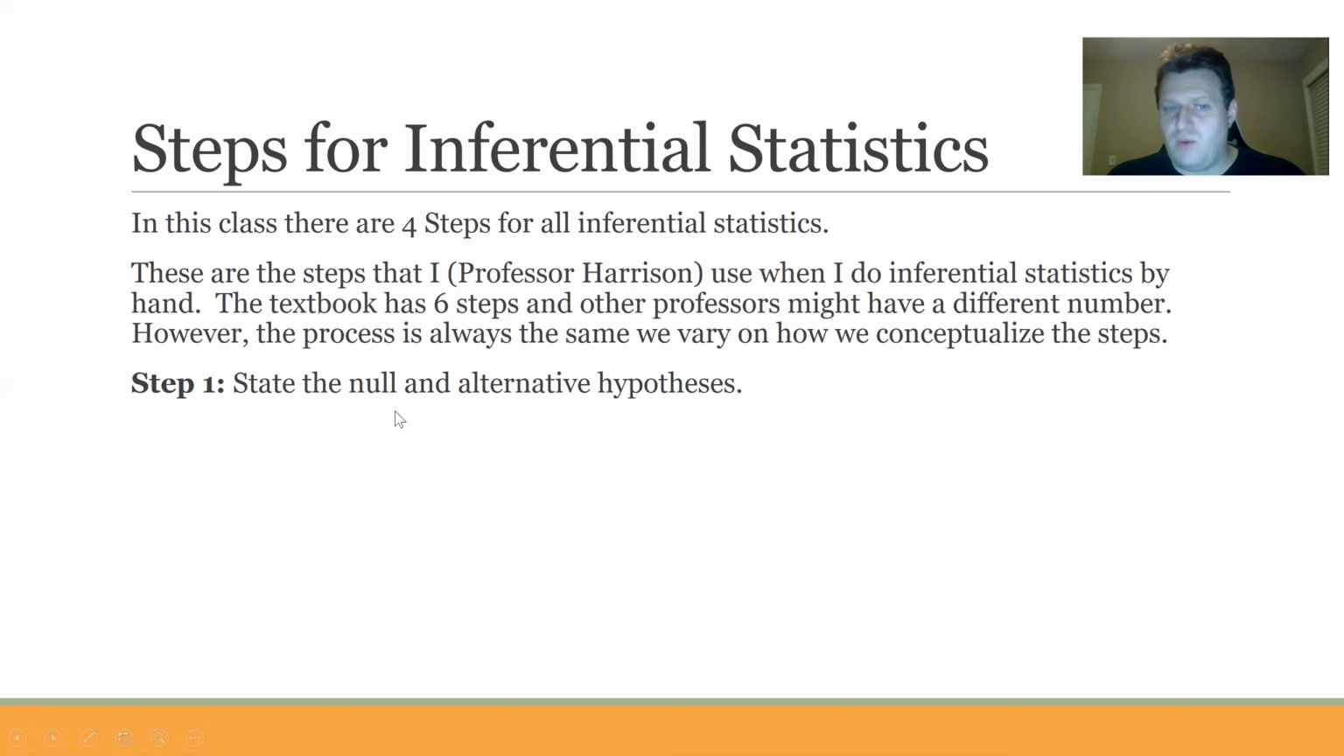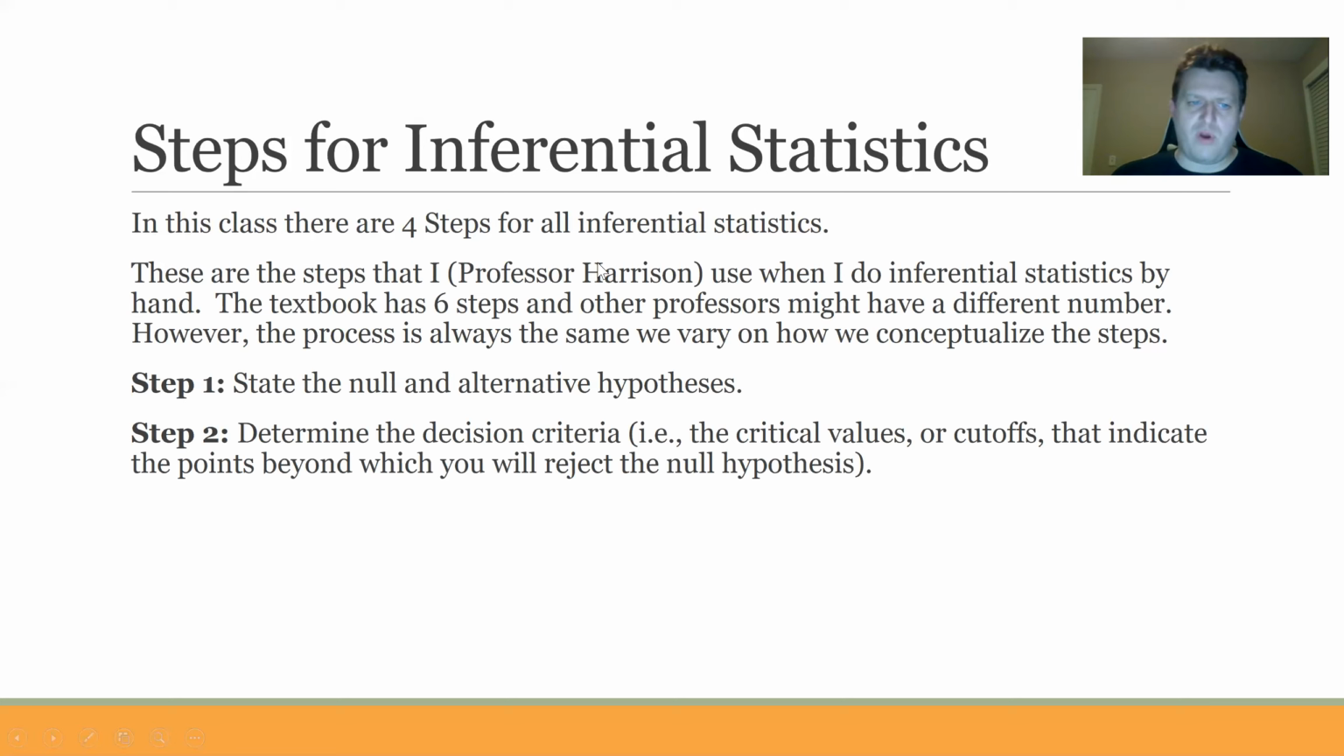We're going to state what the null and the alternative hypotheses are. What are these? We're going to write them out in mathematical notation. Step 2, we are going to determine the decision criteria. When are we going to reject the null hypothesis and when are we going to retain the null hypothesis?